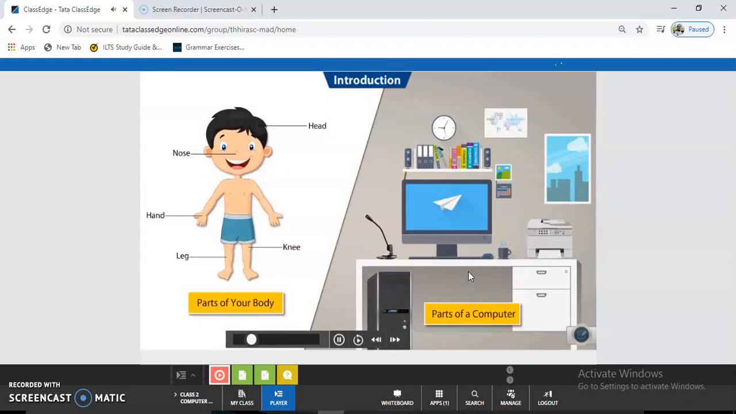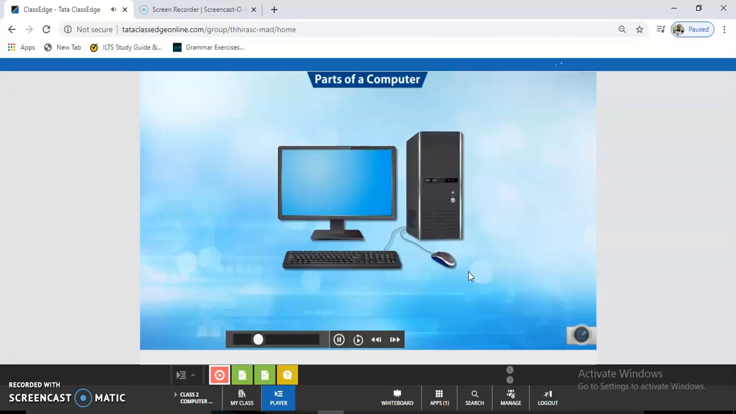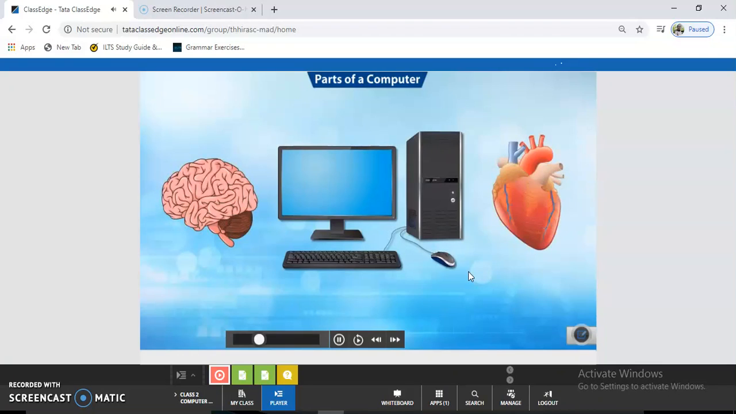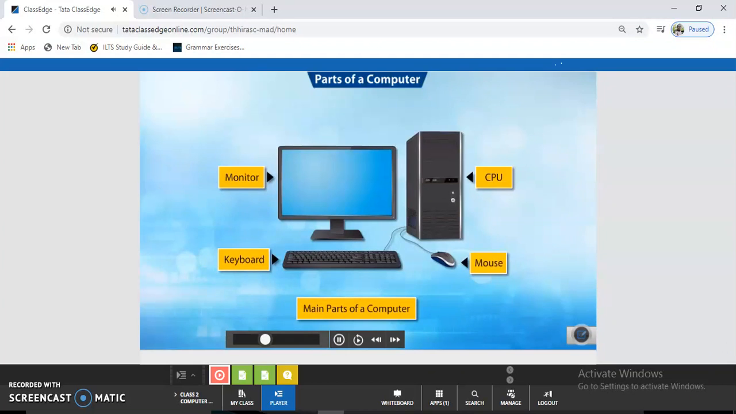We have different parts of our body, such as head, hands, legs, nose, and knees. Similarly, computers also have different parts to perform different actions. You know that just as the brain and the heart are the most important parts of our body, a computer has its main parts too, without which it cannot work. These main parts are the CPU, the monitor, the keyboard, and the mouse.